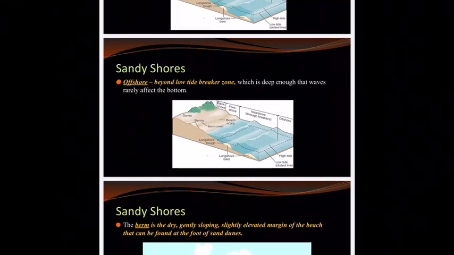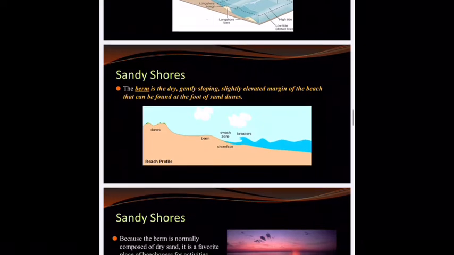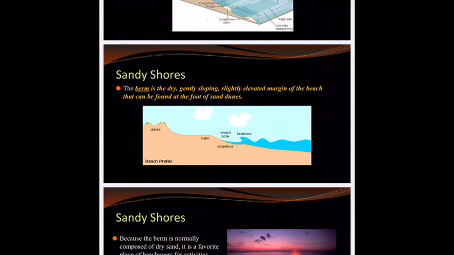Okay? All right. So now there's some more terminology for you. You have the berm, which is a dry, gently sloping area that's elevated above the margin of the beach.